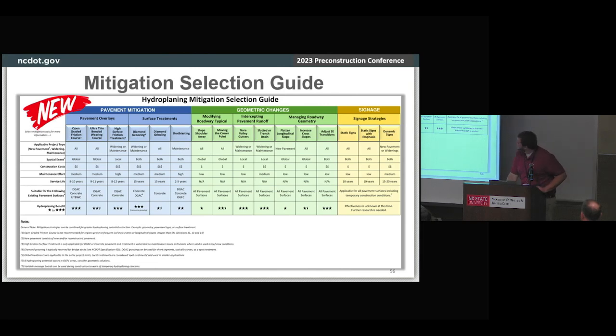Whenever you're looking at a new design project, you really need to be looking at the geometry. That's the first way to mitigate for hydroplaning, is adjusting the geometry so that you can ensure that you're not having hydroplaning issues by moving the crown point, breaking slopes more, increasing your slopes, and eliminating additional pavement where you can.